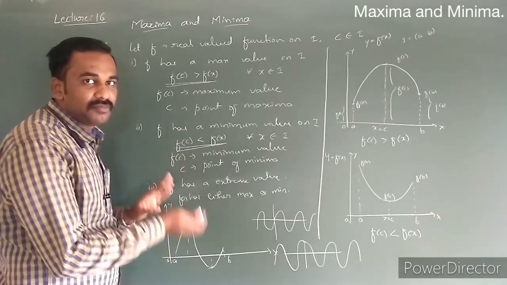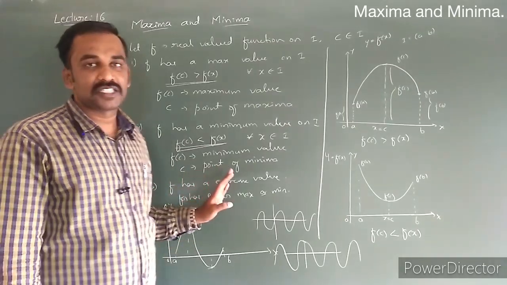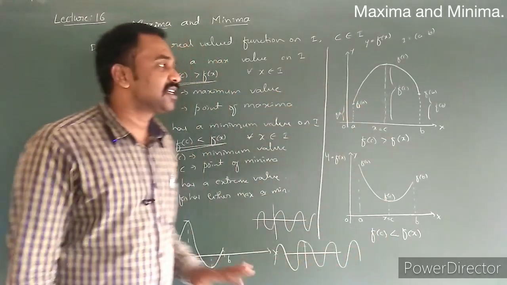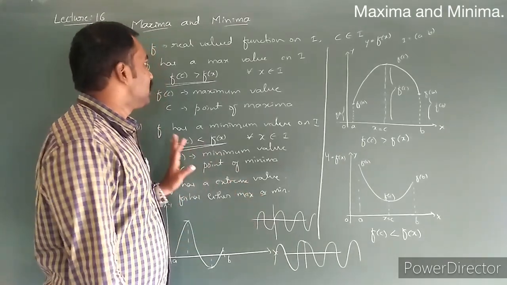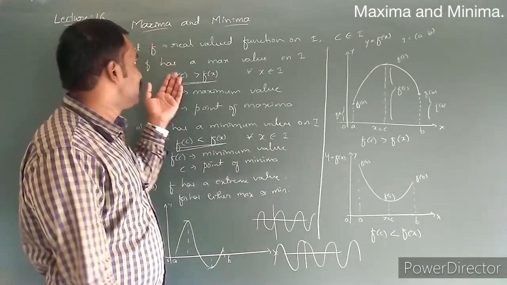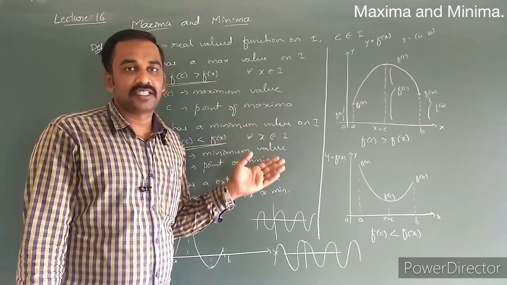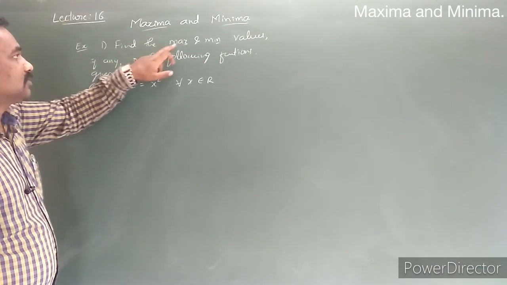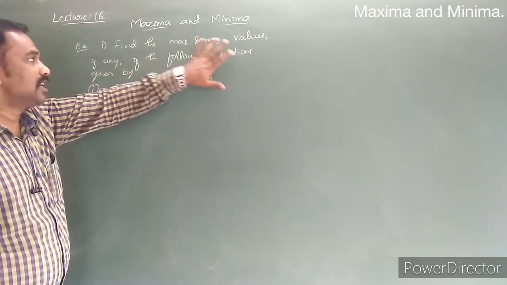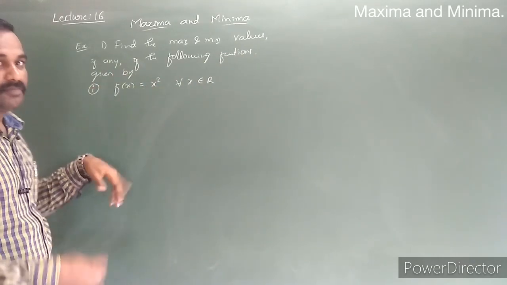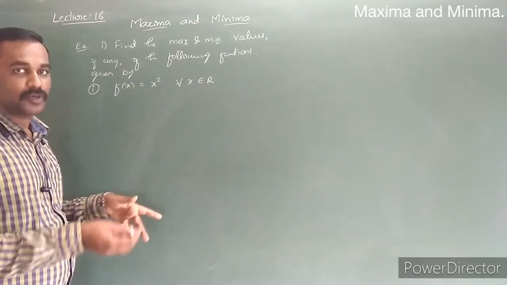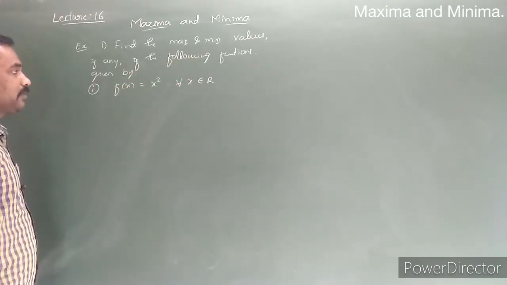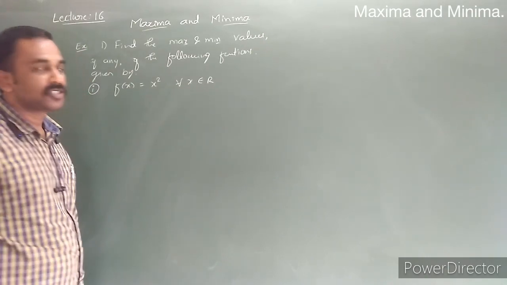If it has both maximum as well as minimum, that is said to be an extreme value of the function. Just note down this definition and the corresponding graph, and you can easily get the point. Let's move to the next example. Based on this maximum and minimum, let us take examples. Example on the definition of maxima and minima: find the maximum and minimum values, if any, if there exists a maximum or a minimum, of the function given by f of x is equal to x square for all x belonging to R.